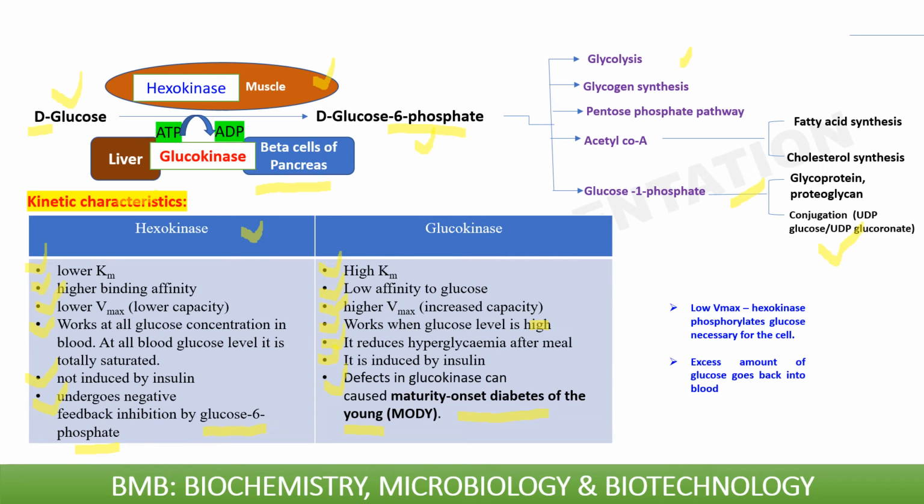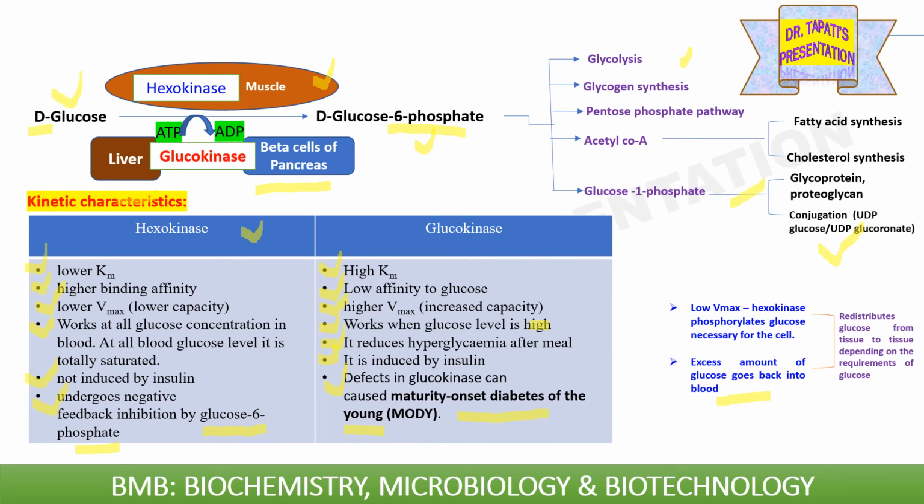Therefore, low Vmax of hexokinase phosphorylates glucose necessary for the cell, and excess amount of glucose goes back to blood. Therefore, glucose redistribution occurs from tissue to tissue depending on the requirements of glucose.